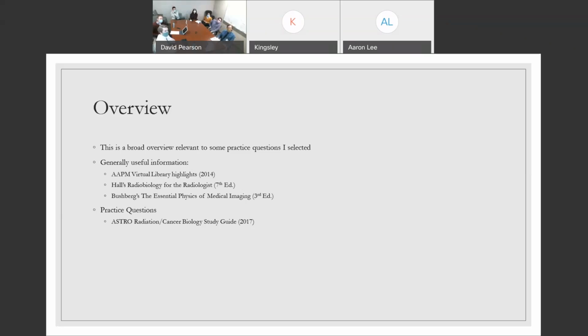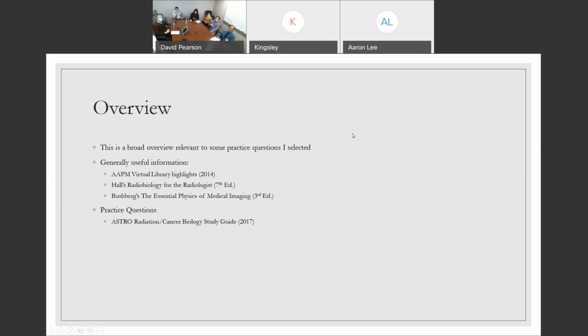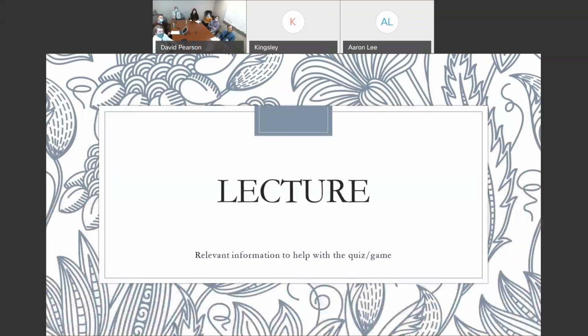So again, just a broad overview relevant to some practice questions I selected from a large compendium of practice questions. So first, I'll just highlight some generally useful information from a couple sources, mostly from Hall's Radiobiology for the Radiologist. And the practice questions, again, from the Astro Radiation Cancer Biology Study Guide 2017 edition.